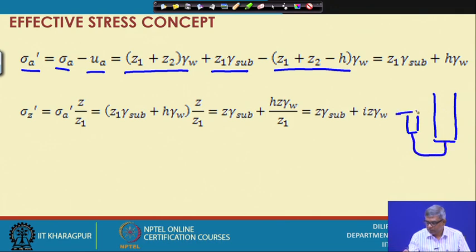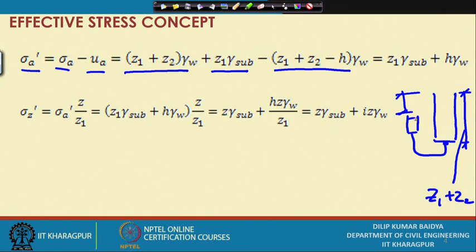So, this is h. So, at this point the head is nothing but z 1 plus z 2, but the actual head acting here is z 1 plus z 2 minus this h. That means, because of this flow the head h is lost. So, you have to find out this value.